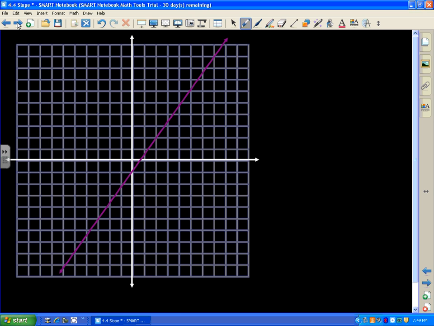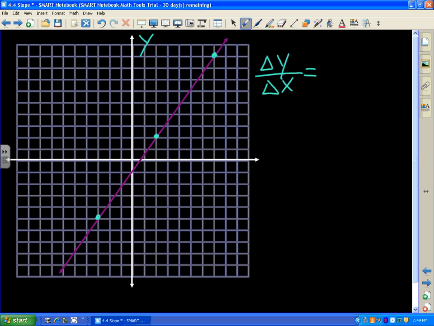Let's try again here. It crosses exactly there, and exactly here, and exactly here. And let's calculate the change in y over change in x.